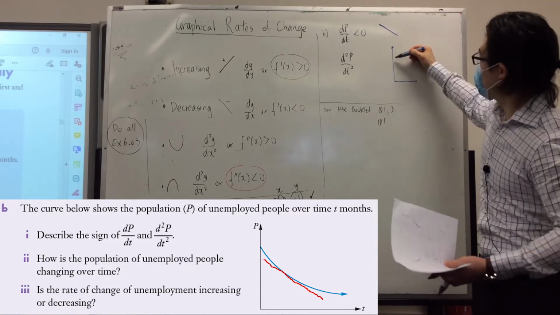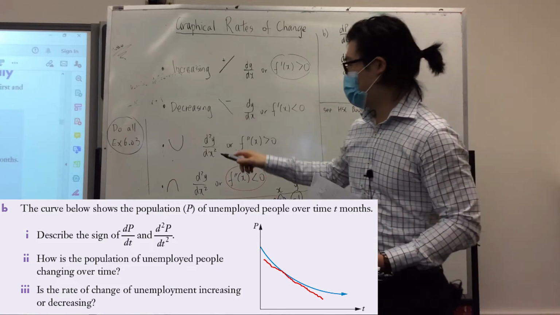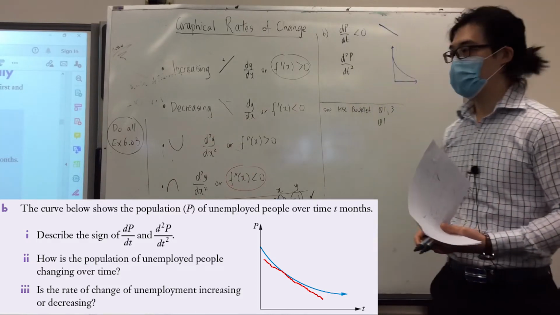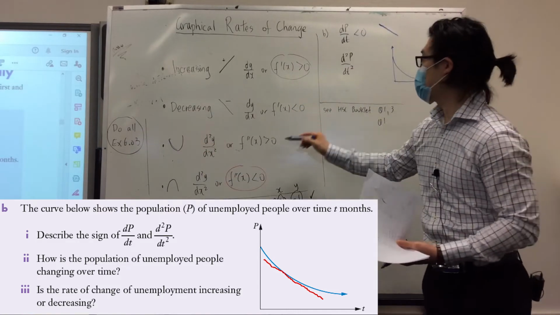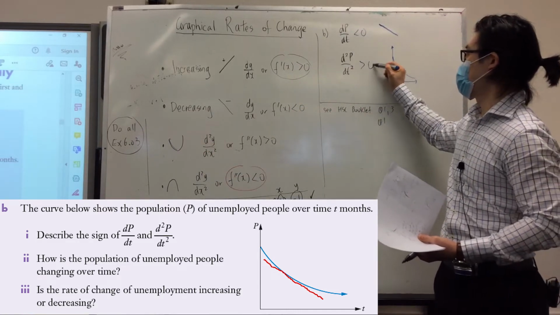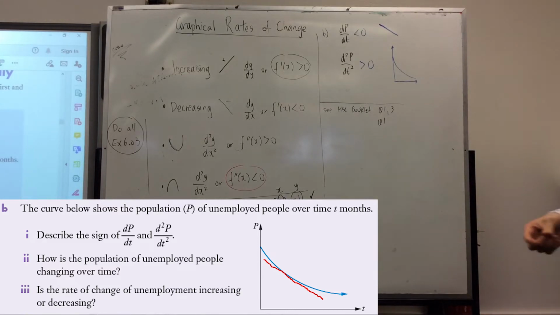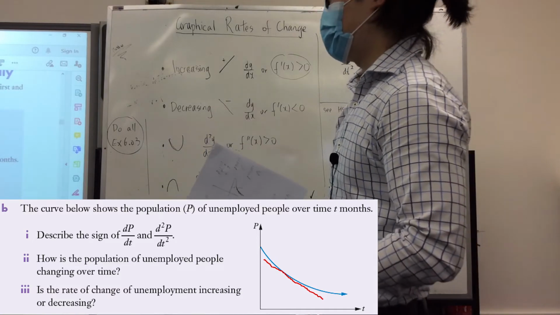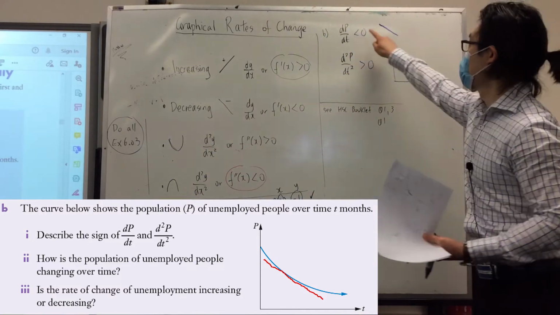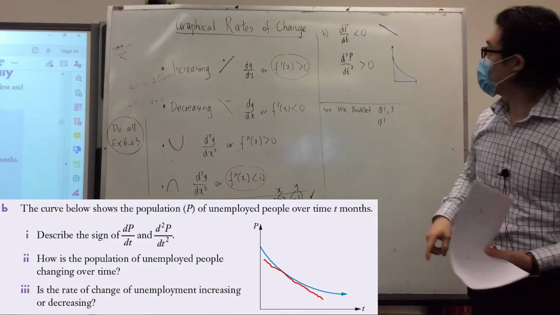Now, let me just quickly draw the curve. So right now, we have this. Which part of graph between these two is it? Yeah? So that means for this sign, it's bigger than 0. So that's how you interpret it when you go backwards. All right? So now they want you to actually interpret it. Question part B, how is the population of unemployed people changing over time? What does that mean? The unemployed people is decreasing.